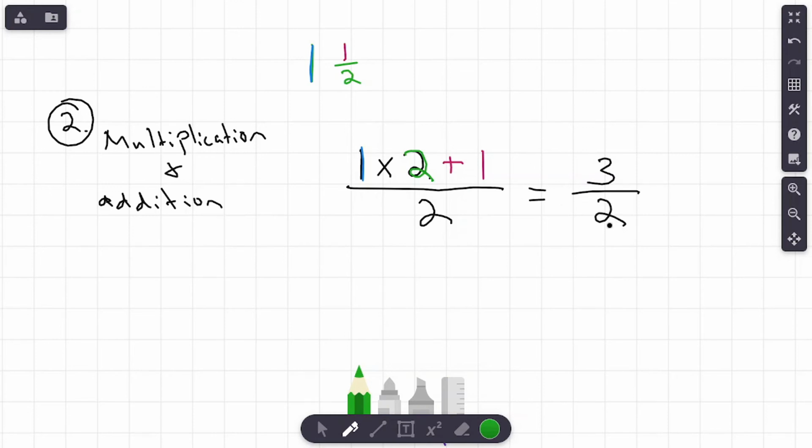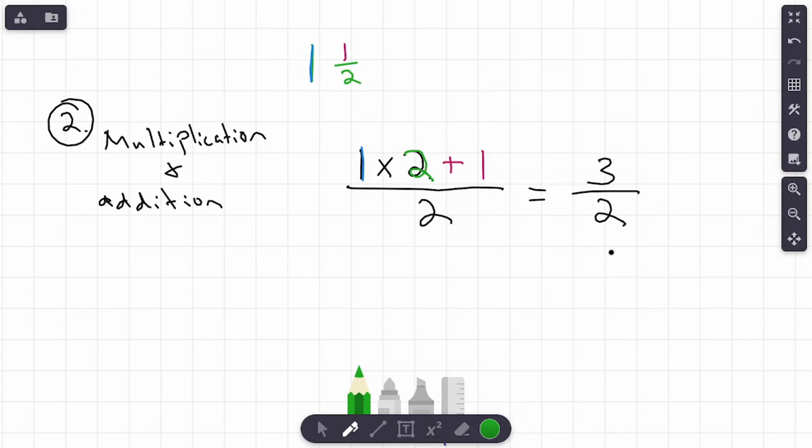Denominator stays the same. Pause for a second. Let me walk you through that one more time. We're going to take our whole number, 1, and multiply that by the denominator, 2. 1 times 2. Then we're going to add the numerator, 1 times 2 plus 1. All of that is going to be the numerator. The denominator is going to be 2. So take a look here. 1 times 2 is 2, plus 1 is 3, and there's our improper fraction, 3/2.